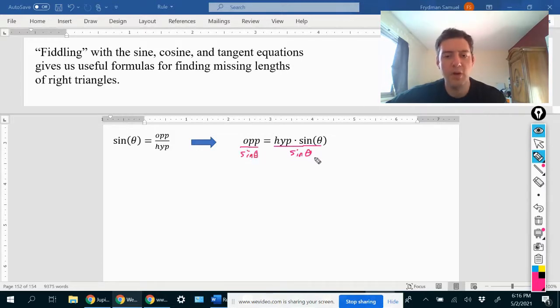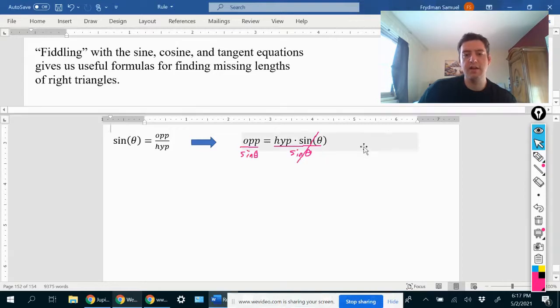The fact that I'm not writing the parentheses here doesn't mean anything other than I don't want to write the parentheses right now. So these would cancel out. And what we are left with, again, I'm just going to read the right side first, is the length of the hypotenuse is equal to the length of the opposite side divided by sine theta. So we fiddled around a little bit more and we got another equation. That's what I just read to you. The hypotenuse is equal to the opposite side over sine theta.